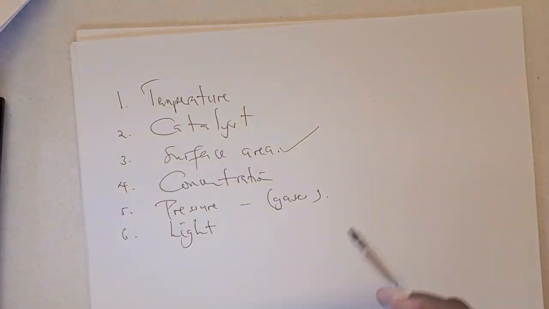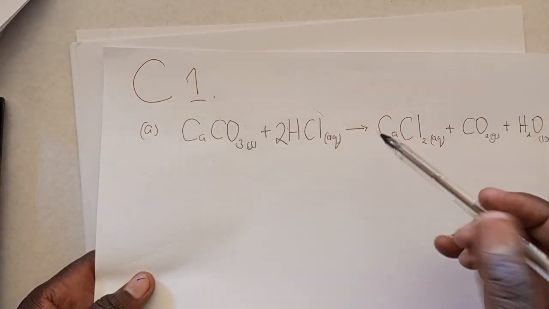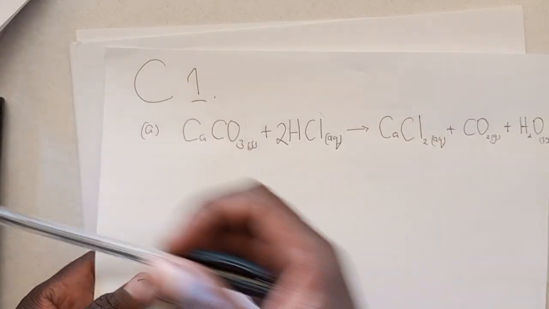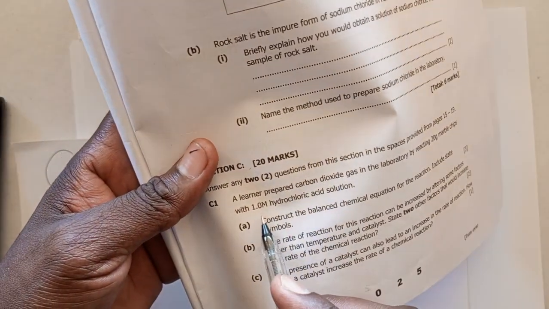And then which one can you alter on hydrochloric acid for you to increase the rate of the chemical reaction other than temperature and catalyst? Well, it should be concentration. We have even been given concentration in this question. Okay, so those are the two factors.